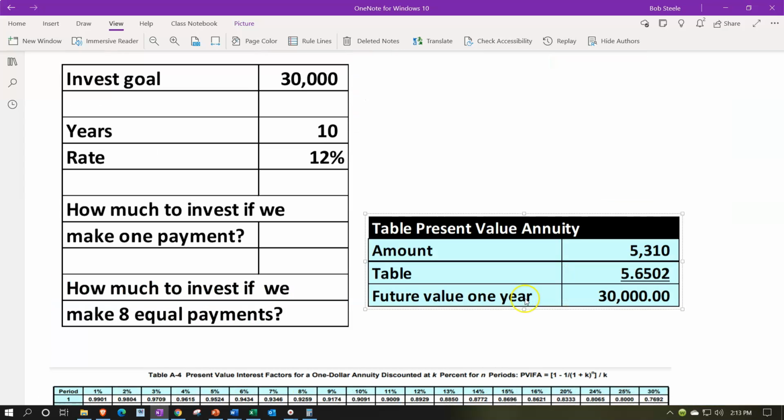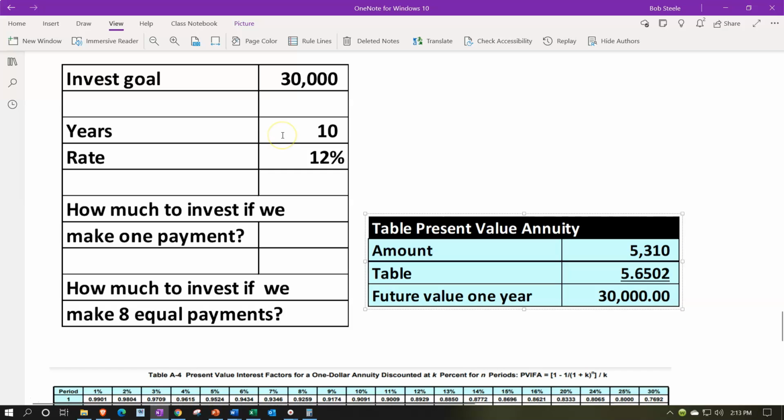Now we can also back into this with the tables. If we use our table format, this is something you wouldn't do so much in practice most likely, but a book problem might try to force you into doing this in a reverse way, basically using the tables. Here we would know the end result being the 30,000, and we would also know the table amount. We can find the amount on the table and then back into the payment amount.